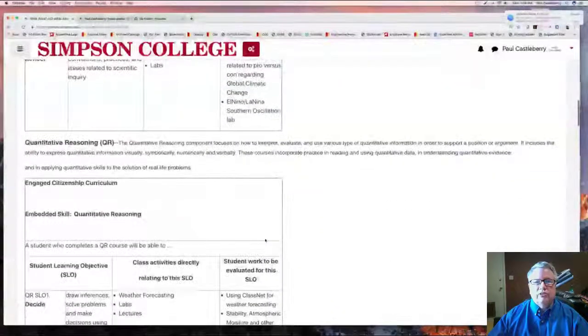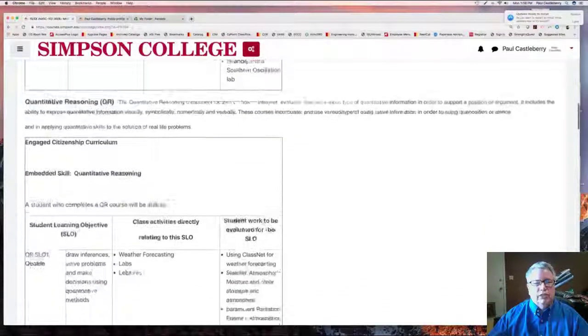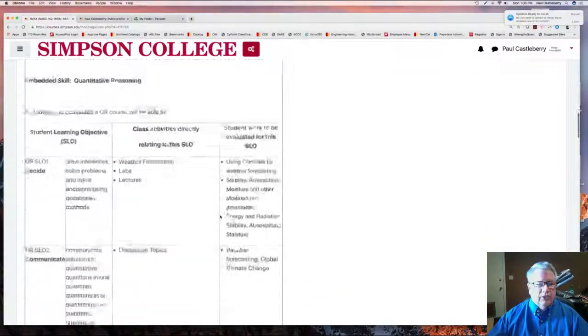Same thing with quantitative reasoning. We will be taking data, we'll be working with that data, with simulations, with forecasting, with labs, those types of things we will be using to help build your quantitative reasoning skills.